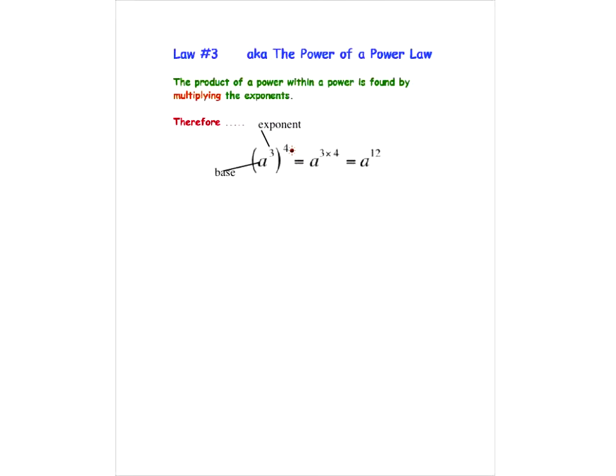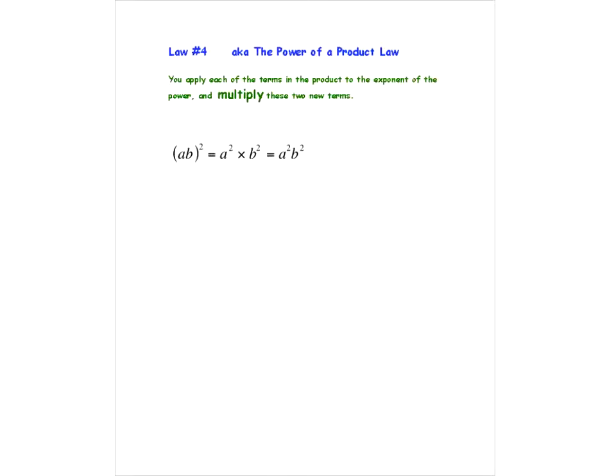And the way that the power of a power law works is you get the answer by multiplying the exponents. Okay, so before we saw we were adding them with one law, subtracting with another. This time we're multiplying them. So we multiply the exponent inside the bracket times the exponent outside the bracket, and so here we get 3 times 4 equals 12. Okay, so that's the power of a power law.